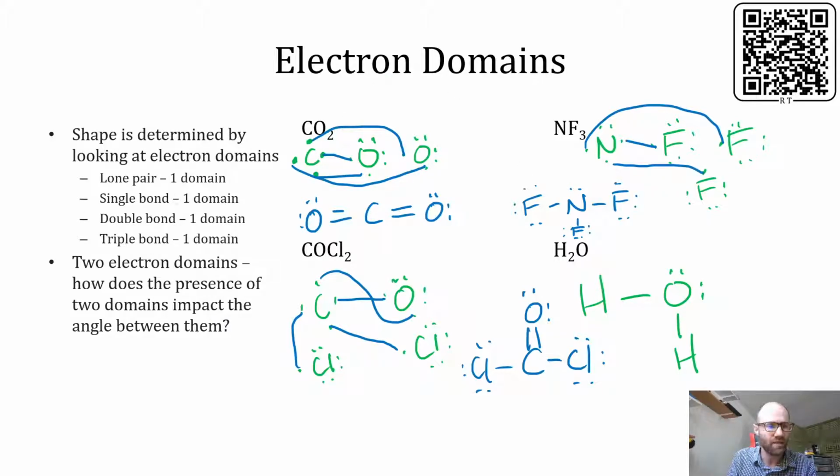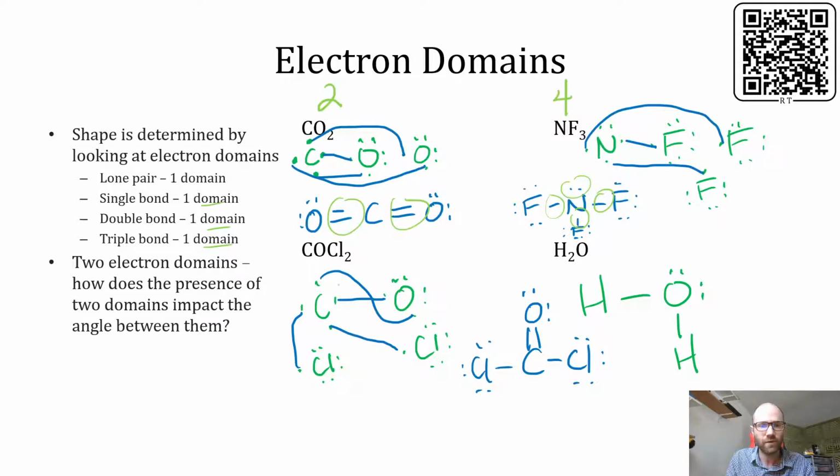In this case, let's count up. We see a single bond, a double bond, and a triple bond all count as one domain. So that's 1, 2. We have 2 electron domains. Here we've got 1, 2, 3, 4. Lone pairs and single bonds each count as a different domain.